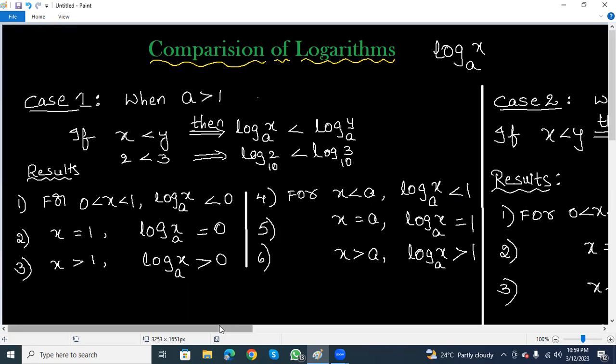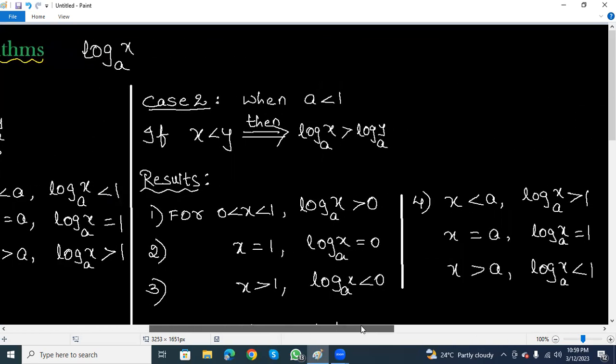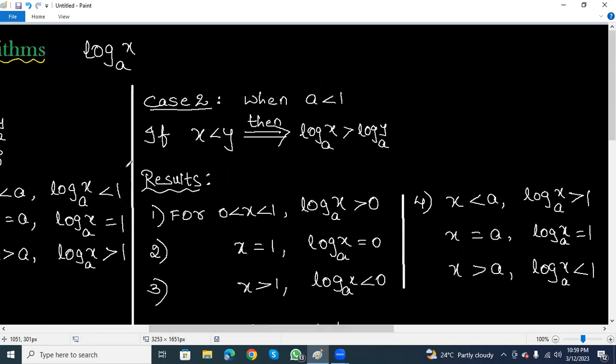Next, let's look into case 2. What is case 2? The first case is a greater than 1. Now here the case is a less than 1. A less than 1 means it's not negative numbers. When a is between 0 and 1, it means the base value is between 0 and 1.